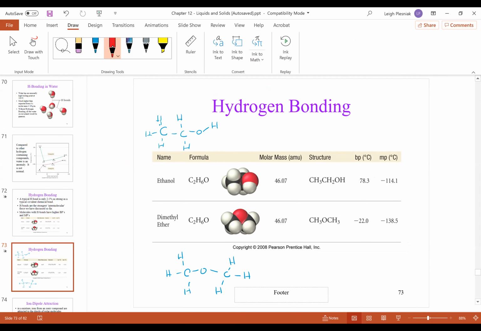Okay, so there's one hydrogen and one oxygen in ethanol that can hydrogen bond. This hydrogen can hydrogen bond to oxygens on another ethanol. It would look like this. Right, so here's my hydrogen bond.